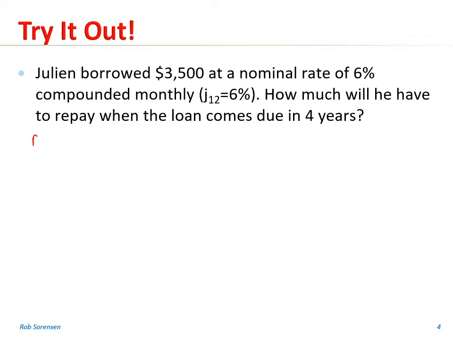All right, well, we've got a present value of $3,500 at a rate of 6% compounded monthly. So that's a J12. That means little i is going to be 0.06 divided by 12, or 0.005. I hope you got that part of it. And then to match, we have to do little n in monthly units as well. Well, we've got 4 years. There's 12 compounding periods per year. So we've got 48 compounding periods, or 48 months.